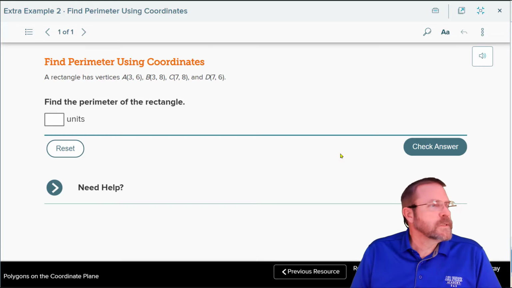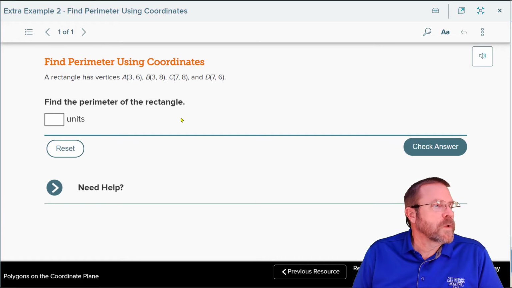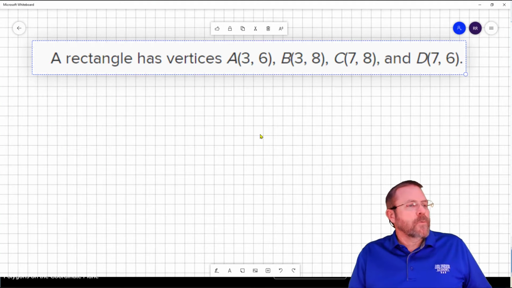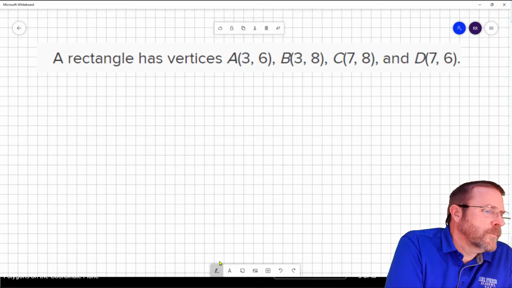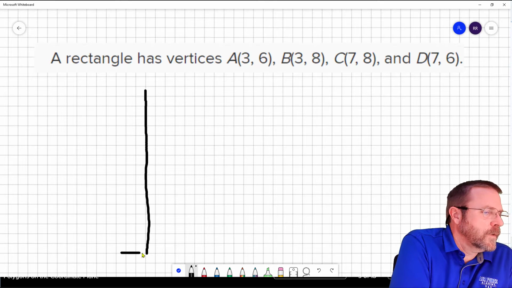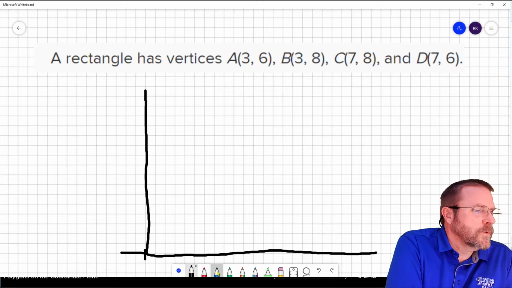Alright, our instruction says a rectangle has these listed vertices, and they want us to use that information to create the rectangle on a coordinate plane and then solve to find the perimeter of it. So I've gone ahead and set up my problem on a sheet of grid paper, and from there I'm going to set up my coordinate plane points. I'm going to set it up kind of like that. That should be plenty of material to work with.